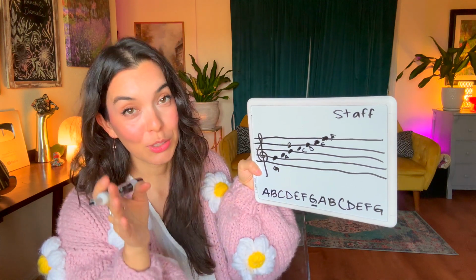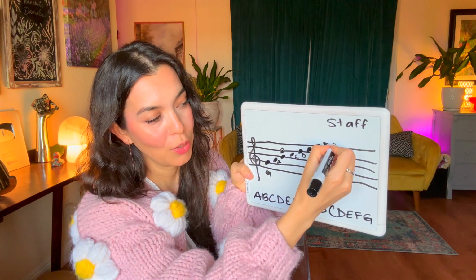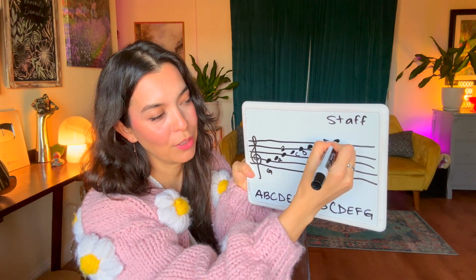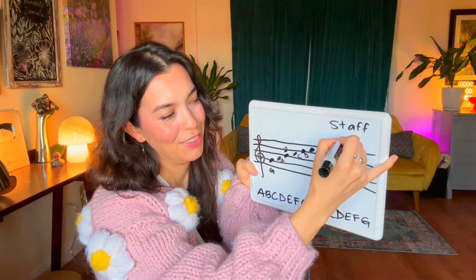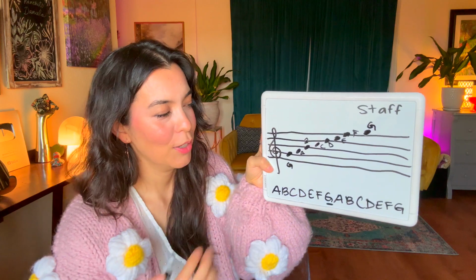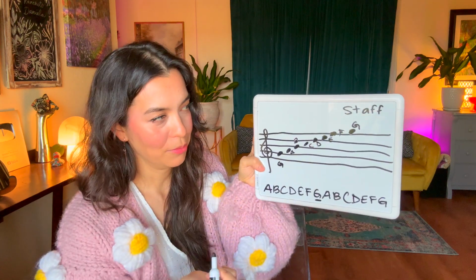And for extra credit, you can draw a note head on the space above the top line, and that would be, what's after F? G. So there you would have G to G.